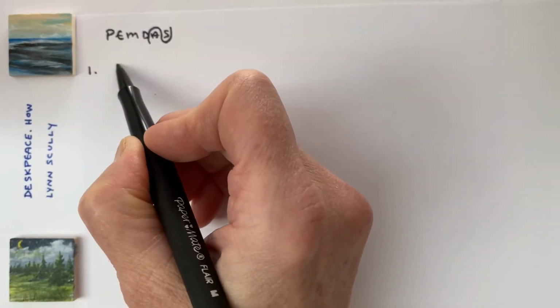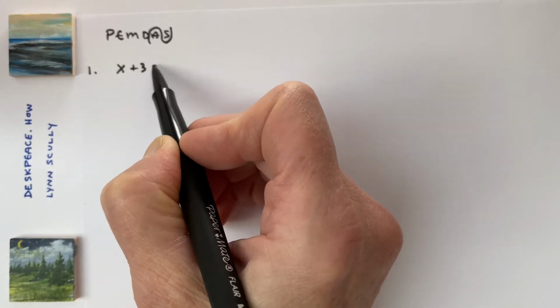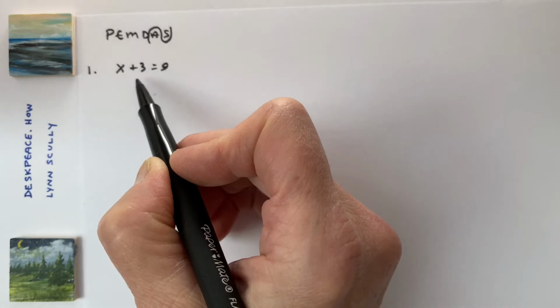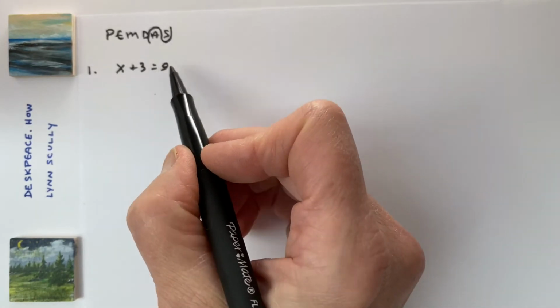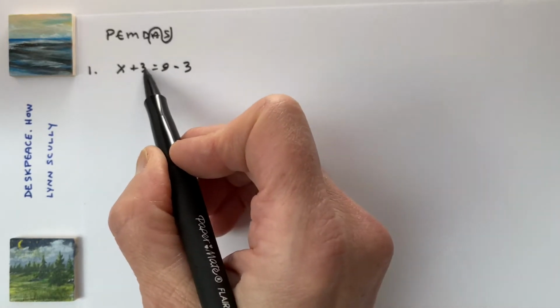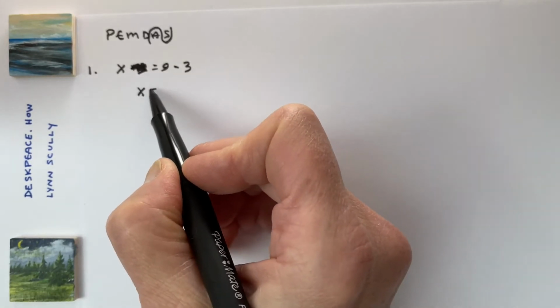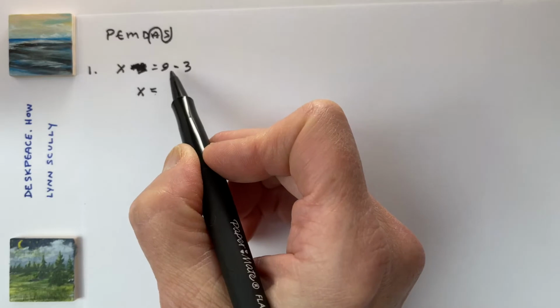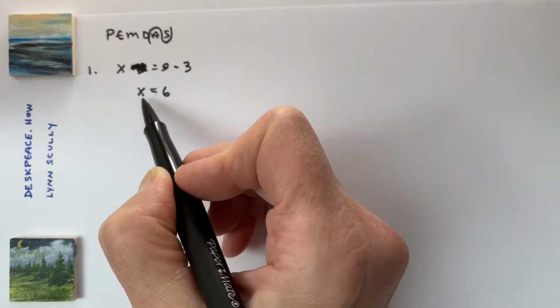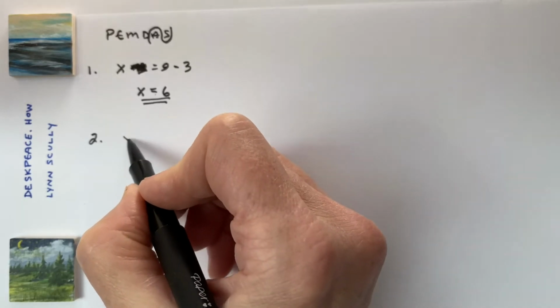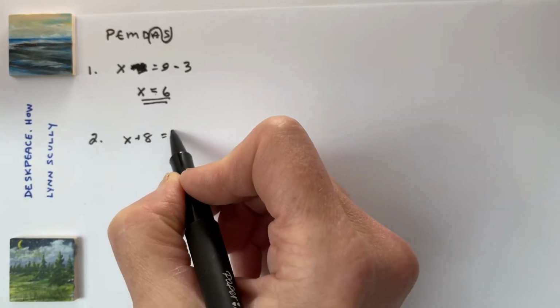Number 1, x plus 3 equals 9. I want to get the x alone. The 3 is attached by addition. Its partner is subtraction. Move it to the other side of the equal sign. The unknown's alone. I'm going to do my arithmetic. x is 9 minus 3, which is 6. All done. Number 2, x plus 8 equals 16.